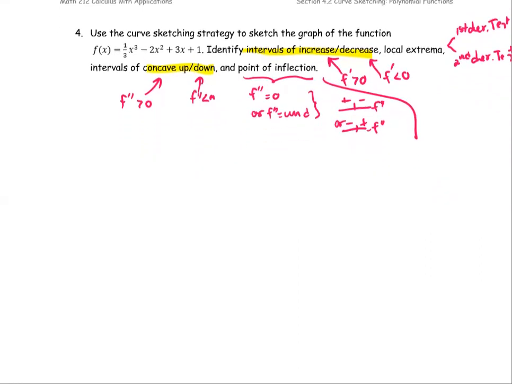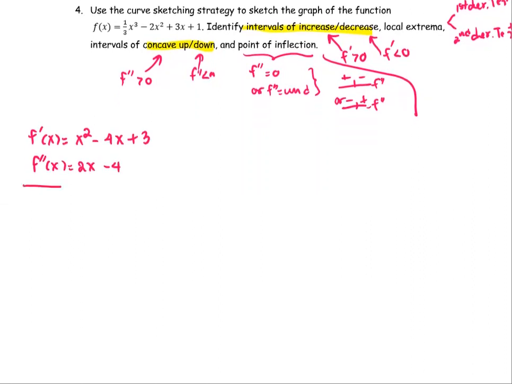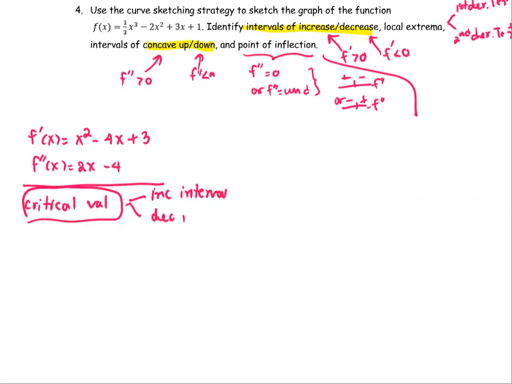Okay, so we're gonna get started with finding f prime, which is x squared minus 4x plus 3, and the second derivative, which is 2x minus 4. And next we're gonna find the critical values, in order to find the increasing and decreasing intervals. The critical value is found by using f prime.